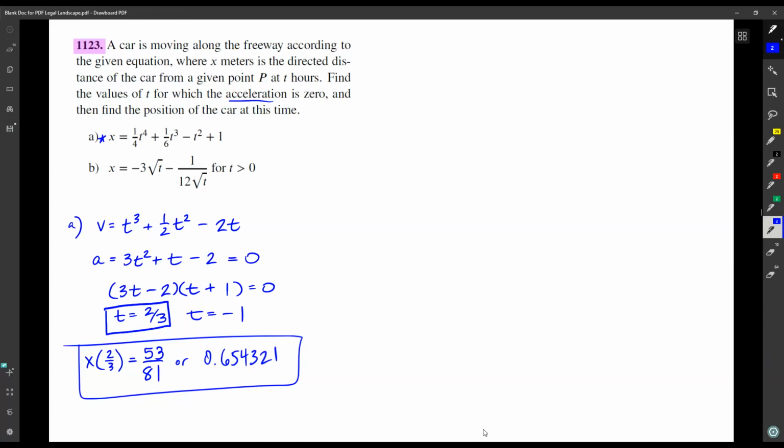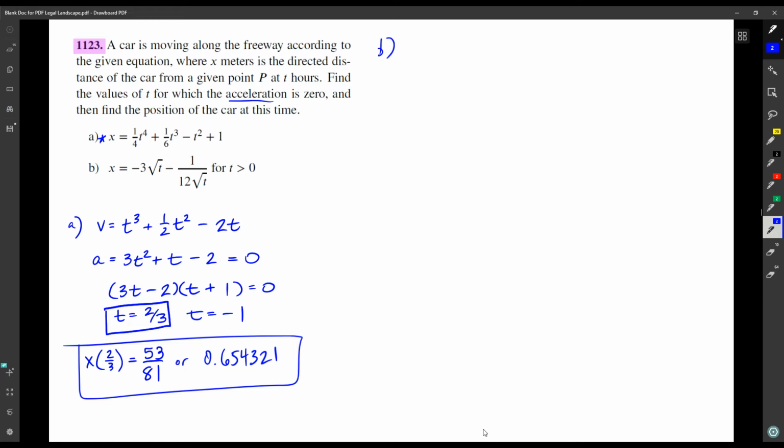Here's 1123 from the motion worksheet this week. We're going to look at part B. So we've got a car moving along the freeway according to the given equation, where x meters is the directed distance of the car from the given point P, t hours.